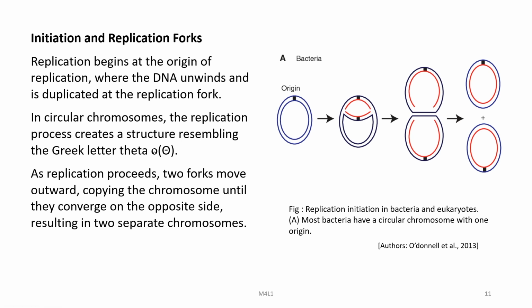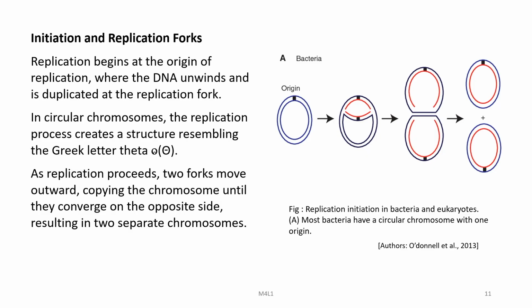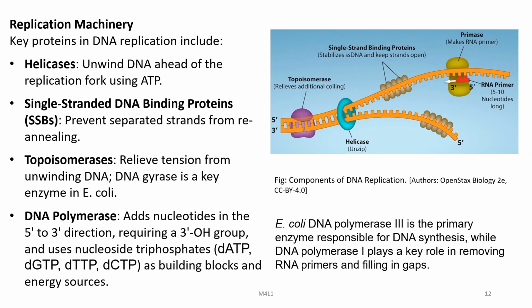So, replication begins at the origin of replication, where the DNA unwinds and is duplicated at the replication fork. In circular chromosomes, the replication process creates a structure resembling the Greek letter theta. So, this structure, as you can see, looks like the Greek letter theta. That is why it is also known as theta replication. As replication proceeds, the two forks move outward, copying the chromosome until they converge on the opposite sides, resulting in two separate DNA molecules or chromosomes.